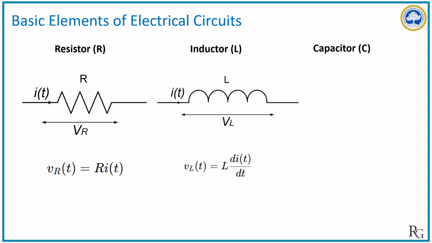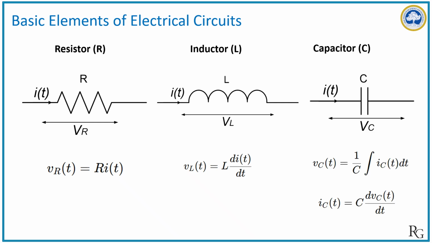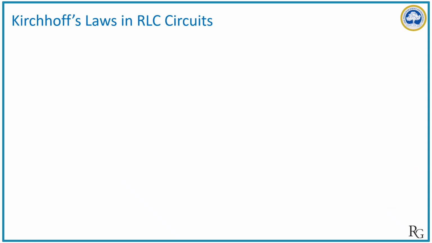Similarly, for the inductor, the voltage across the inductor is defined as inductance multiplied by the rate of change of current flowing through the inductor. For the capacitor, the voltage across the capacitor is defined as 1 upon the capacitance value multiplied by the integration of current flowing through the capacitor. Or the current flowing through the capacitor can also be defined as the value of capacitance multiplied by the rate of change of voltage across the capacitor.